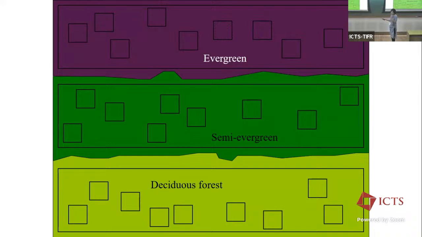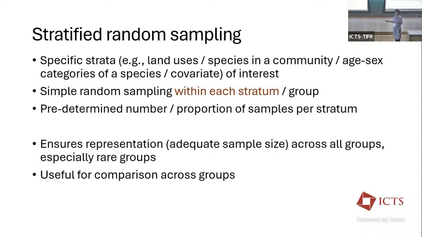Say you have 3 types of forest, and you want to ensure that you have at least 10 samples in deciduous forest, 10 samples in semi-evergreen, and 10 samples in evergreen. So that is when you'd use a stratified random sampling. All you do in this case, there's only one additional process. You define your strata and then you do a simple random sampling within each strata. I guess that kind of covered everything, right?